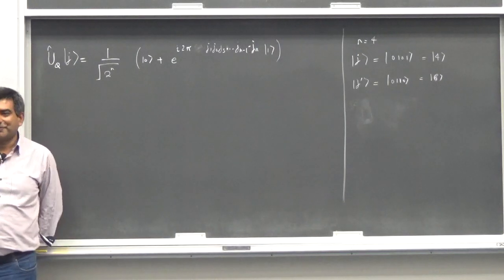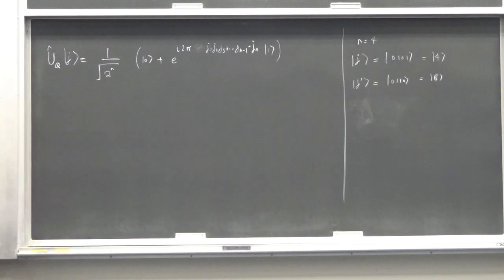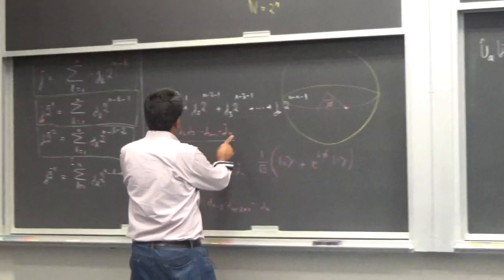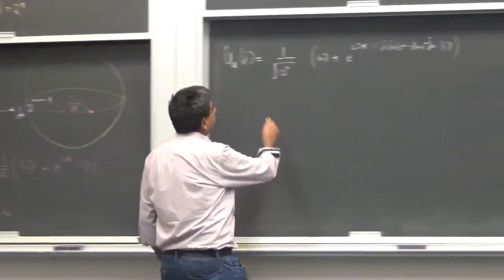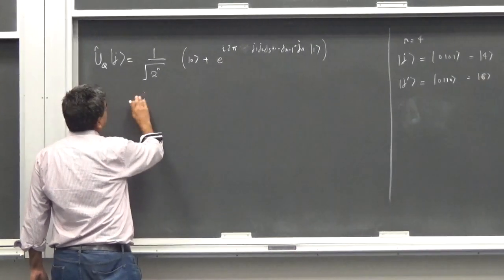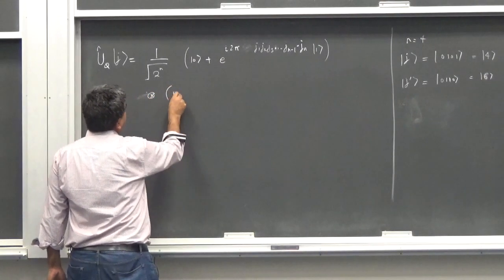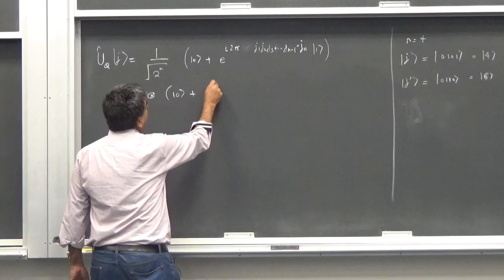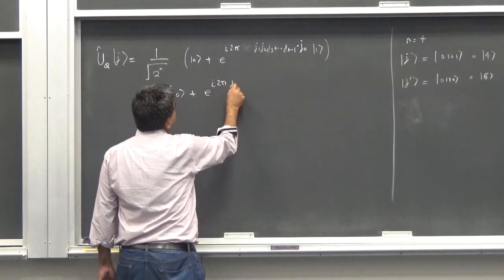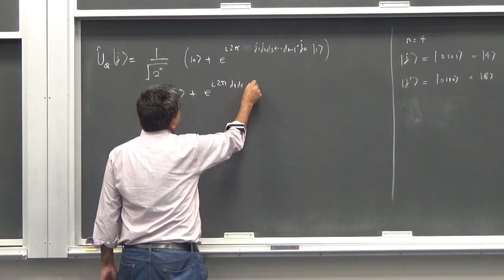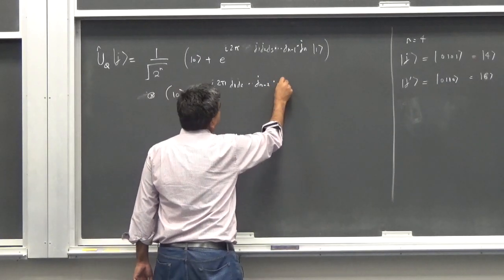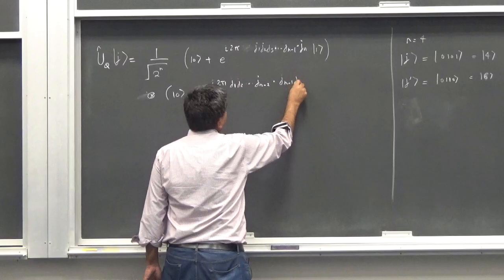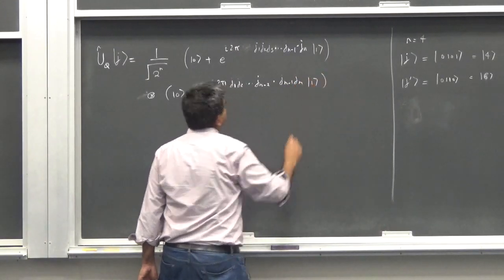Why are you so confused? Isn't this correct? I've just picked this thing and put it over there. The next term is tensored with ket 0 plus e^(i 2 pi) 0 dot j1 j2 up to jn minus 2, dotted with jn minus 1 jn, ket 1.